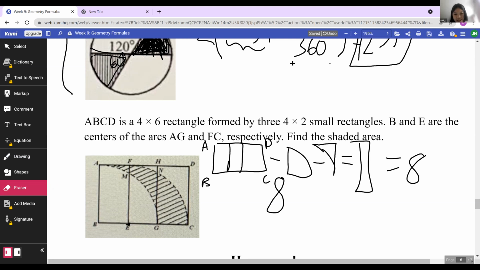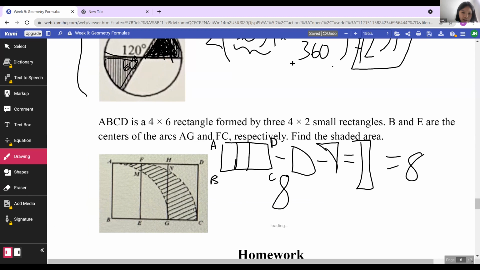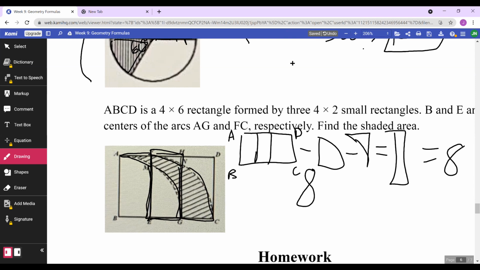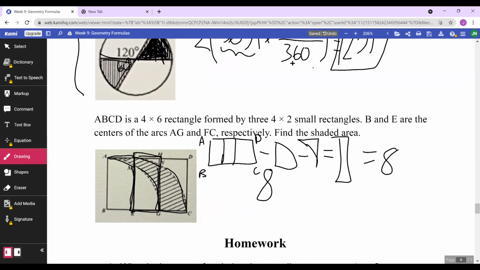Exactly. Good job on this problem. You guys impressed me. Yeah, and there are many ways to prove that it's 4 times 2. Another way is moving this part here, and moving this part here, which also makes the area 4 times 2. Okay.